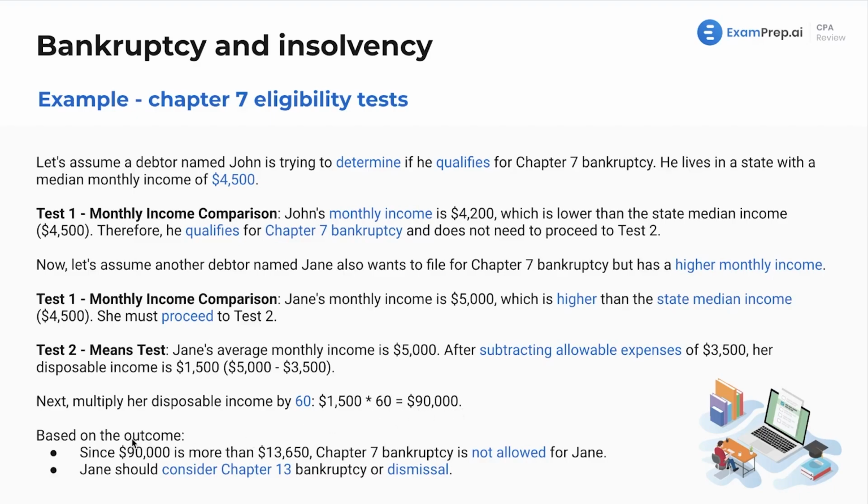Now, based on the outcome, since $90,000 is more than the limit, which in this case is $13,650, and again, this will be determined for you in the question. You'll have to memorize this as this does change year to year. Chapter 7 bankruptcy is not allowed for Jane. Jane should consider Chapter 13 bankruptcy or dismissal. This is the process. Not too wild, but also not too heavily tested. Just get familiar with it. You'll be good to go.